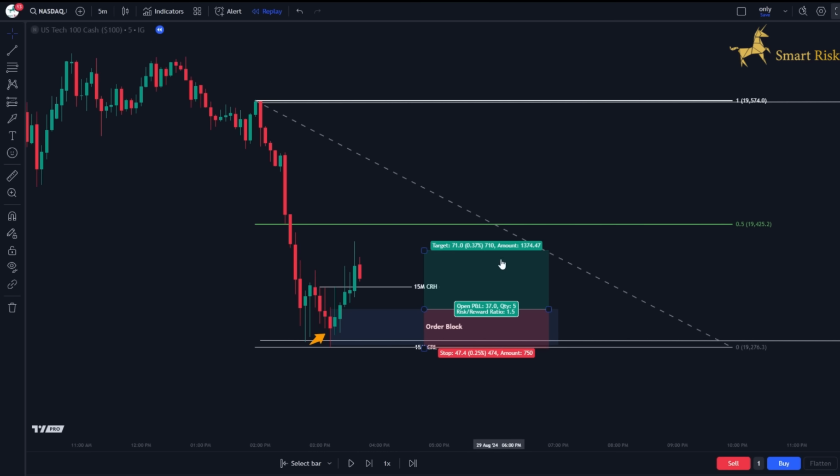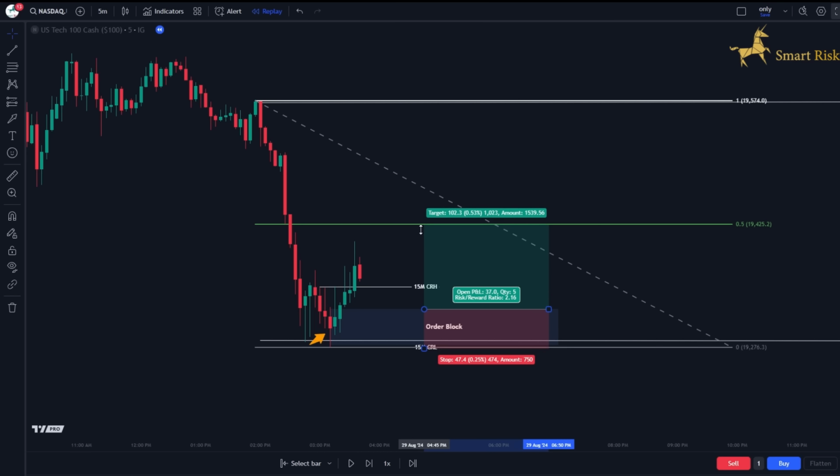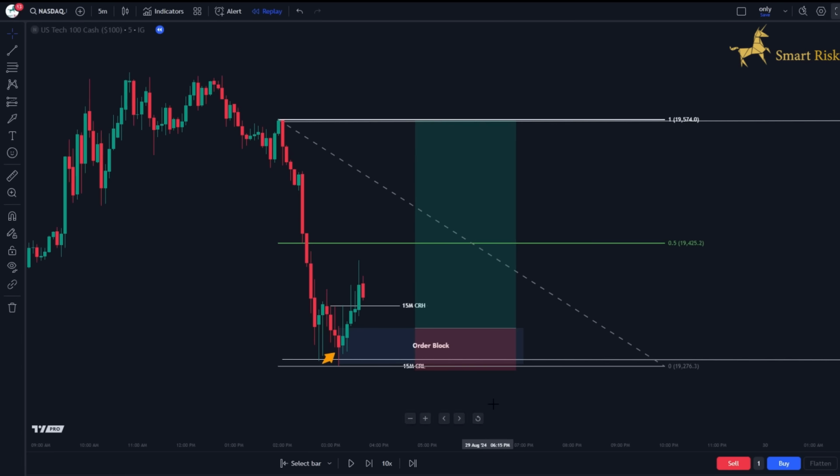For the take profit, you can either set it at the midpoint of the 1-hour time frame's range, which provides a 2-to-1 reward to risk ratio, or at the highest point of the range, which gives an R-to-R ratio of 4.9. Now, let's see what happens next.